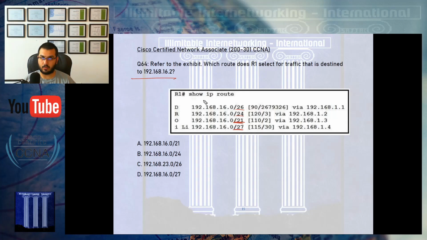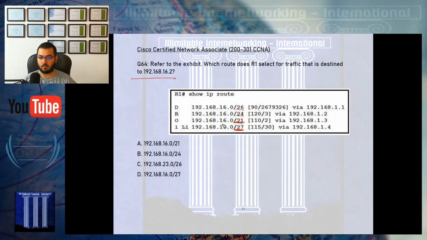Which one is preferred most? The longest match or the protocol? I think the longest match is preferred most. So yes, we need to look at the smaller network, which has the biggest subnet mask.